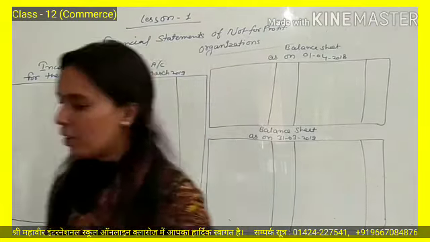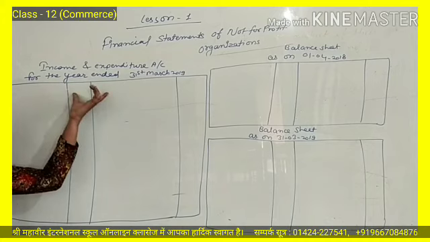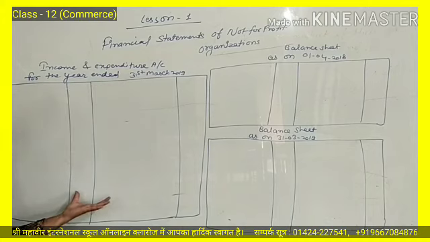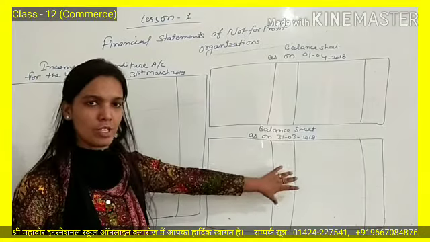Okay, now we are going to solve question number 16. What you have to do in this: prepare income and expenditure account for the year ended 31st March 2019 and a balance sheet as at that date after depreciating furniture by 10% per annum. Means you have to prepare the income and expenditure account, for which I have already made the format for you, and the balance sheet as on 31st March 2019.